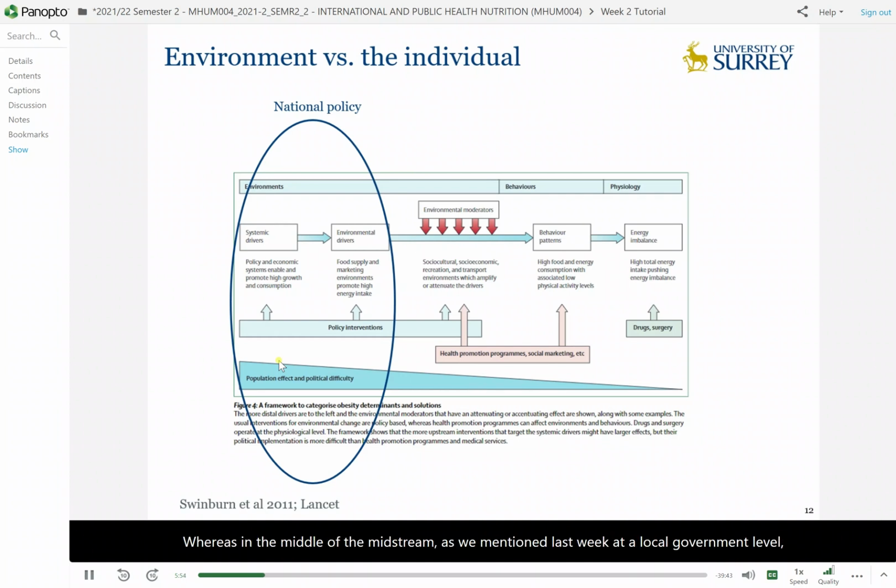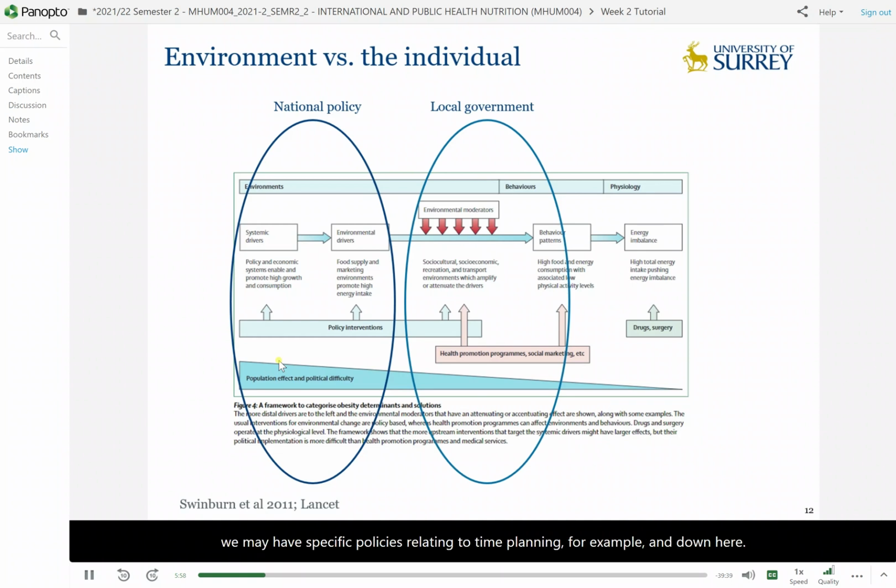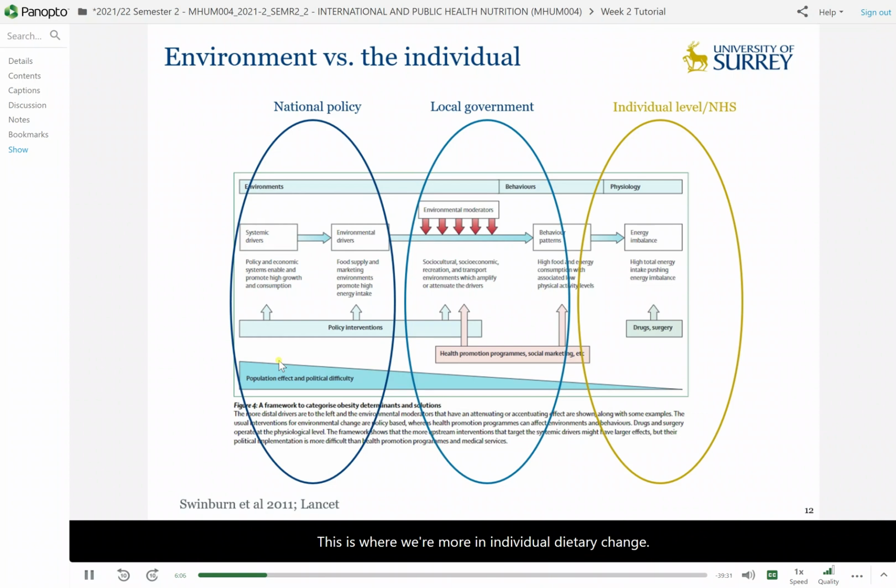Whereas in the middle, or the midstream, as we mentioned last week, at a local government level, we may have specific policies relating to town planning, for example. And down here, this is where we're more in individual dietary change. So for those of you who are on the dietetic course, this would be the way you might have an effect on a one-to-one basis. And public health tends to be pulled back more towards the left, where the policy is affecting not just individuals, but this national level policy, which may be more effective because there's less focus on individual behaviour.